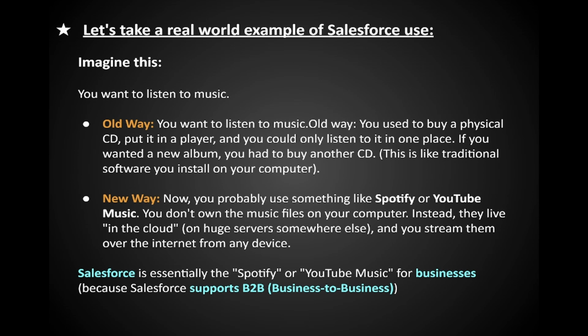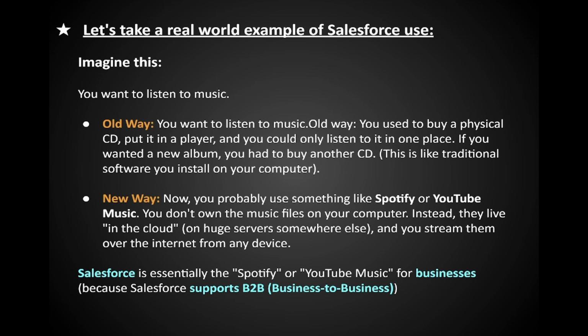So we can see in the traditional way, you want to listen to music, right? You buy a physical CD and put it in a player, and you can only listen at one place. If you want to listen to that music at another place, you can't. Also, if you wanted a new album, you had to buy a new CD. This is a problem: if you want to listen to different music, a different album, then you have to buy a different CD, right?